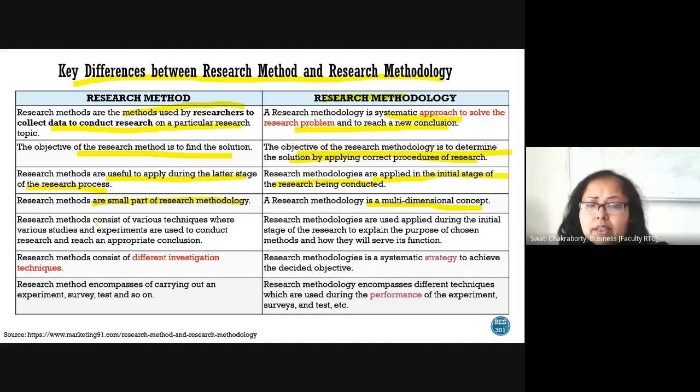These research methods comprise various techniques where various studies and experiments are used to conduct research and to reach an appropriate conclusion, whereas methodologies are used during the initial stage of research to explain the purpose of the chosen methods and how they will serve their function. Methods consist of different investigation techniques. Methodology is a systematic strategy to achieve the decided objective.